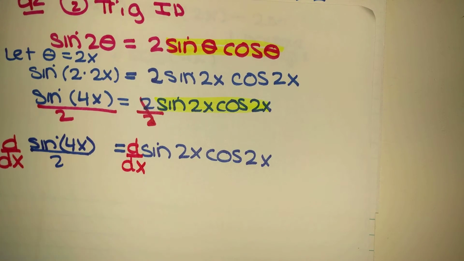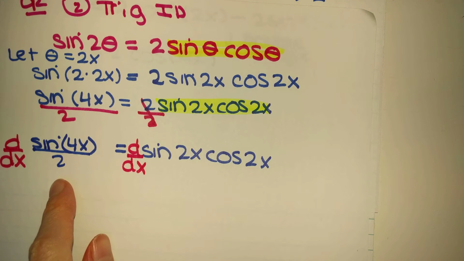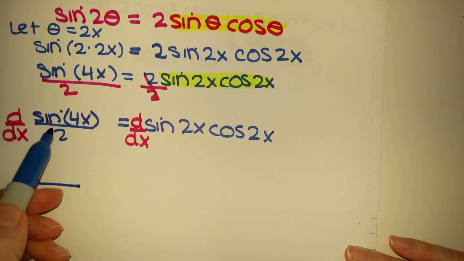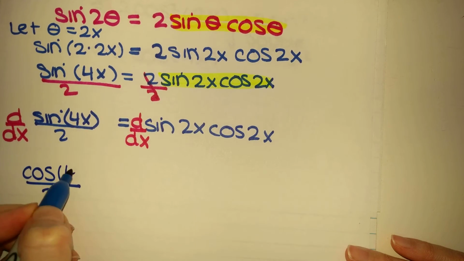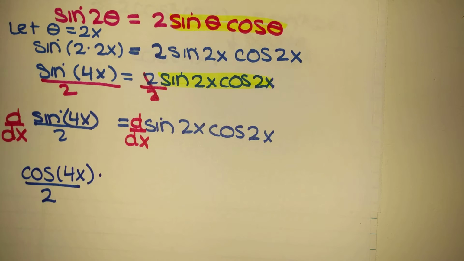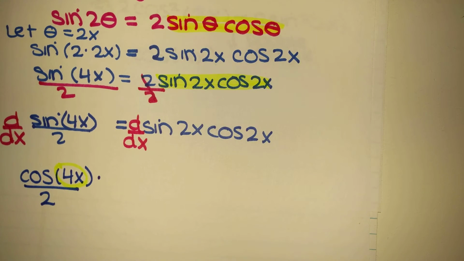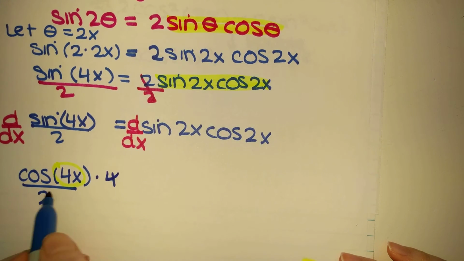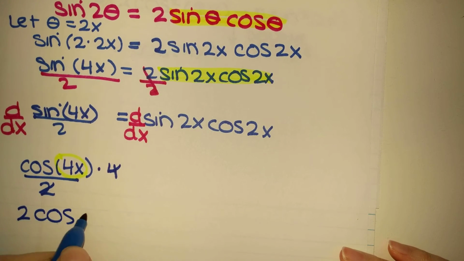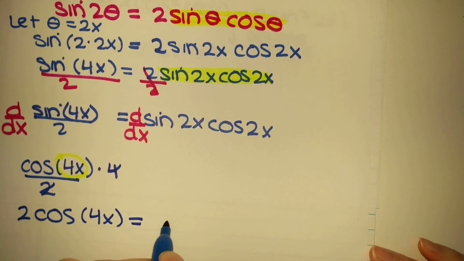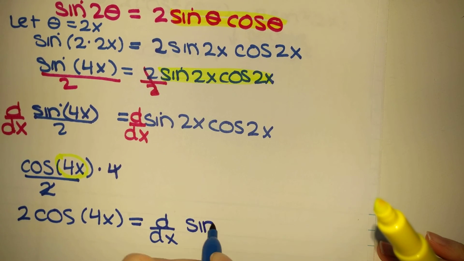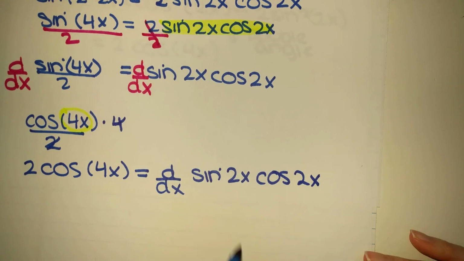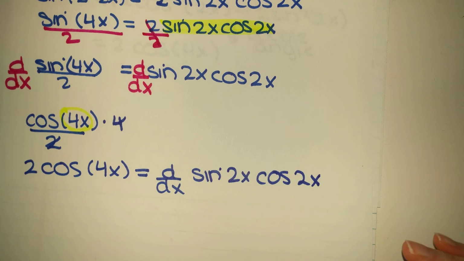So now what I would do is I would take the derivative of the sine of 4x over 2. The 2 is a constant coefficient, so it's going to tag along. The sine of 4x becomes cosine of 4x, and then we multiply that by the derivative of the inner function because our argument was something besides x, and that will be times 4. So upon reducing this, you will get 2 cosine of 4x is equal to the derivative of sine of 2x cosine of 2x. And so that's another way that you could go about taking this derivative, is initially starting with the trig identity.